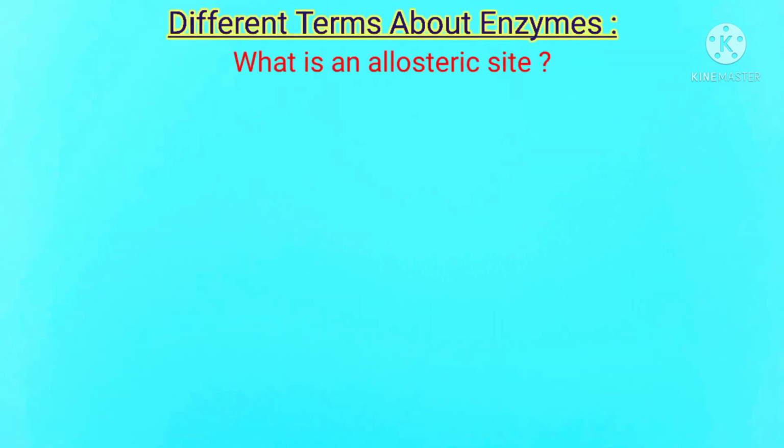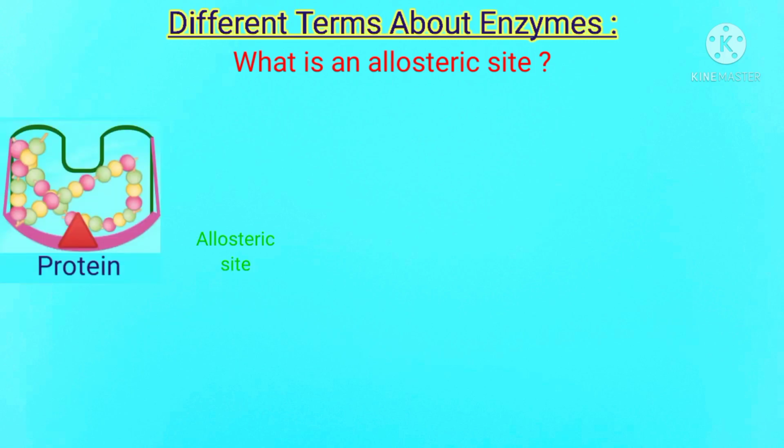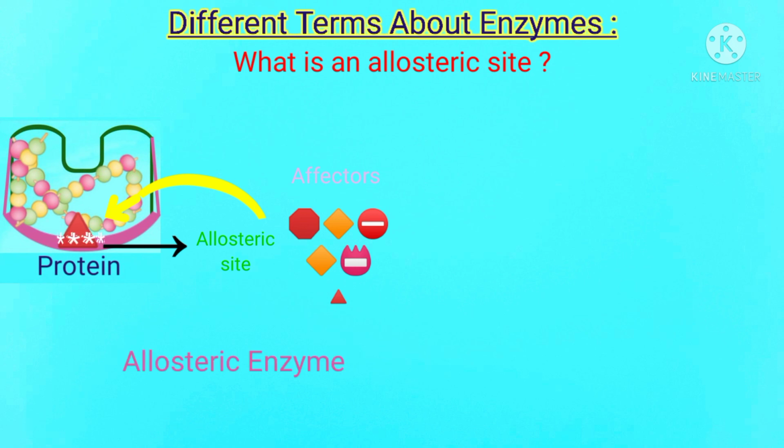Next, we will see what an allosteric site is. Students, an allosteric site is present on the surface of some enzymes, and there are some specific effectors which can bind to this allosteric site. An enzyme which possesses this allosteric site is known as an allosteric enzyme. An allosteric enzyme can change its structure when a specific effector binds with it. It is called allosteric modulation.